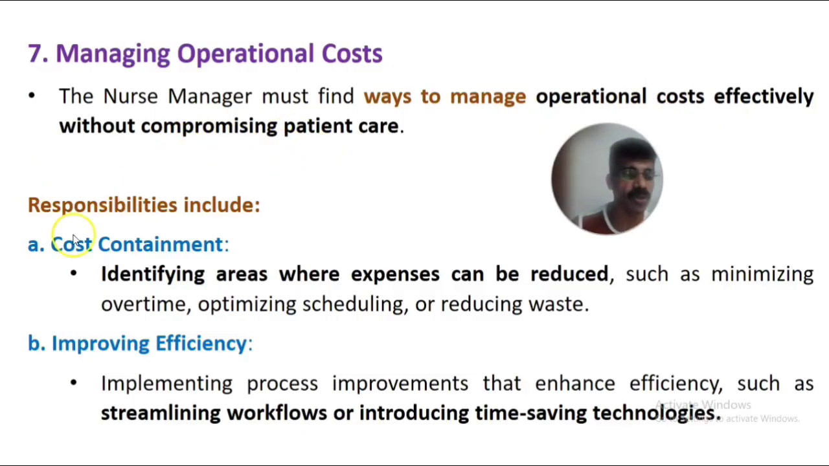For that, the responsibility includes cost containment and improving the efficiency of the staff. Under cost containment, that includes identifying different areas where expenses can be reduced. There are many ways and many steps; the only thing is to find out in which area the expenditure can be reduced. That has to be identified and determined, such as minimizing the overtime duty for the staff. Overtime means we have to pay double the salary, so that has to be reduced to the maximum.